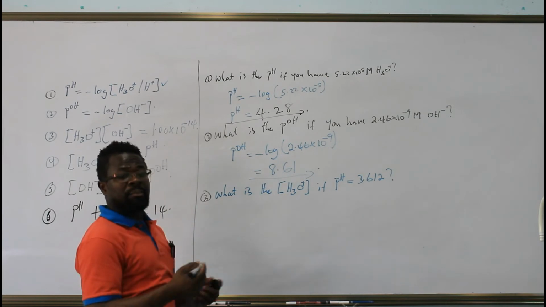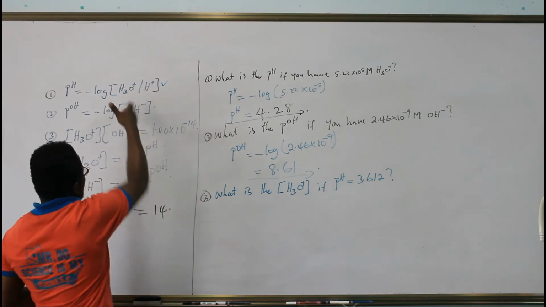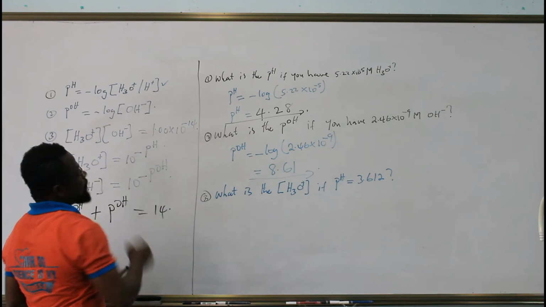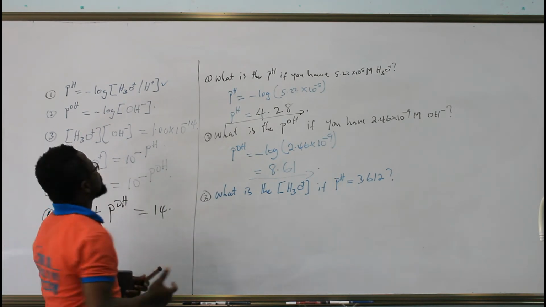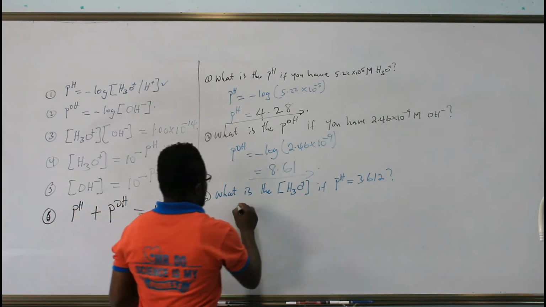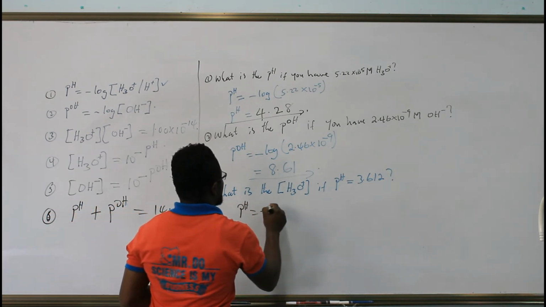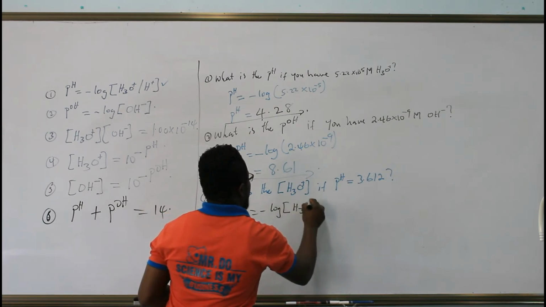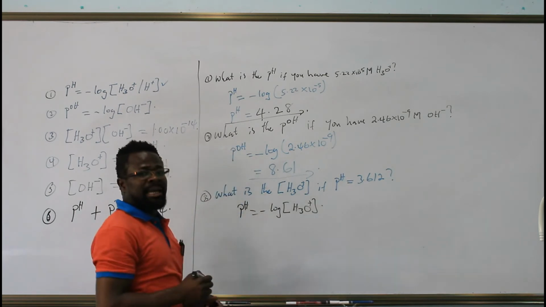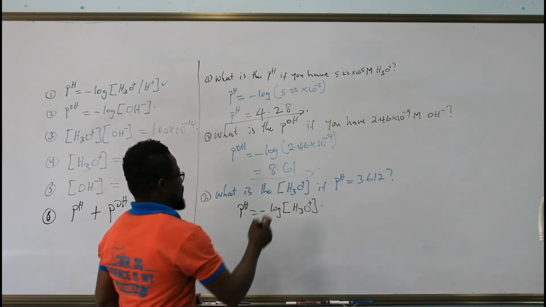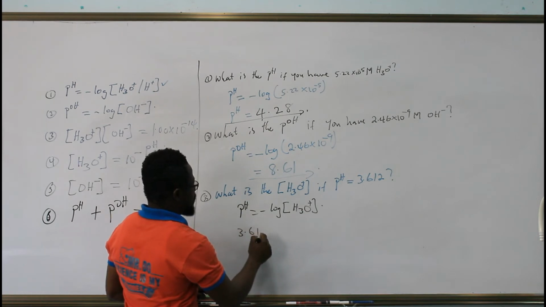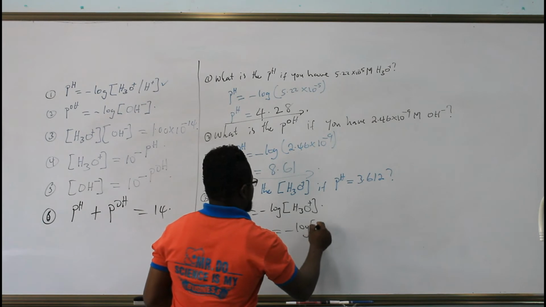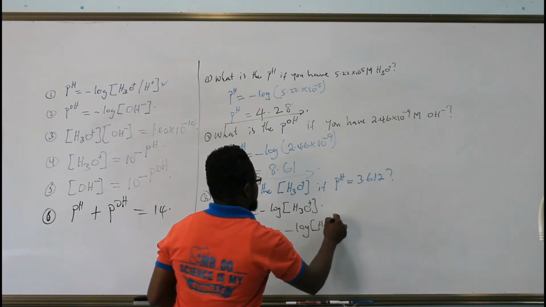But if you want to solve the problem, once you understand how to make use of this formula, you can straight away use formula number 4 to get an answer. So I'm going to use formula number 1, and that's going to be my pH being equal to negative log of the concentration of H3O plus. Now I will do the substitution because I'm given the pH. The pH is 3.612, and that must be equal to negative log of the concentration of H3O plus.